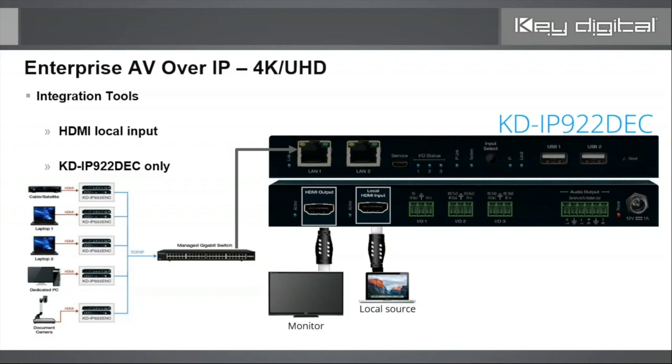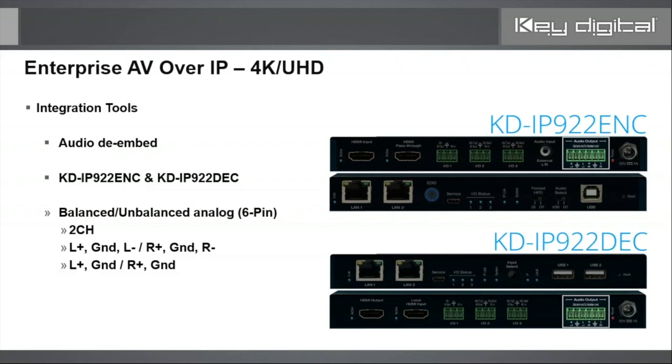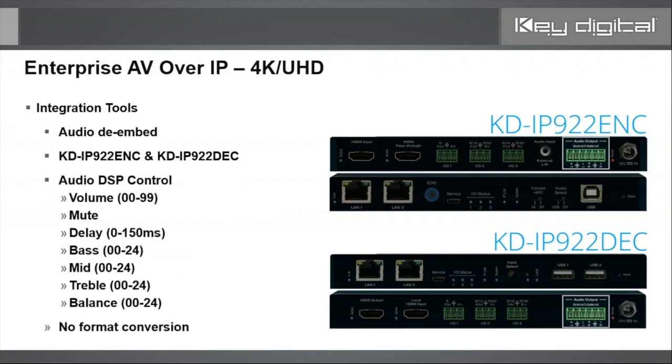each 922 decoder. We also have audio de-embedding at both the encoder and the decoder side. This is very unique with Key Digital. Most AV over IP systems from the competitors do not have audio de-embed on the encoder and the decoder. They only have it on the decoder. But that doesn't make sense because usually you'd need to break out the audio at the rack side where the encoders are typically located so that you could feed your audio system.